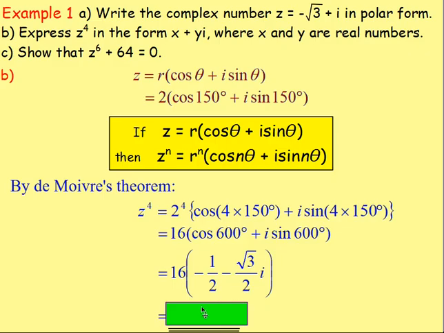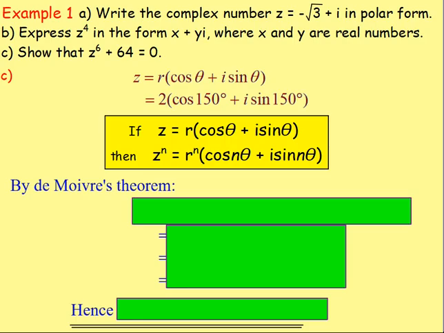And from there, all you can do next is finish it off. Just multiply the brackets. So 16 times negative half will give you negative 8. And 16 times negative root 3 over 2 i will give you negative 8 root 3 i. So that is us expressing z to the 4 in the form x plus yi.